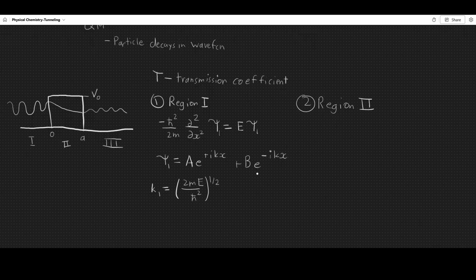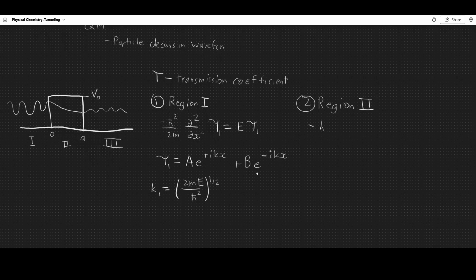Perfect. And here we don't see the same kind of oscillation. It has to diminish because the energy is less than the potential. And so we don't see the same exact function. And so let's write it all out.